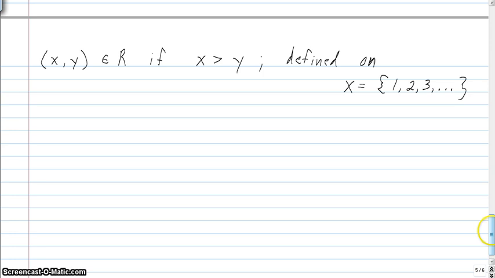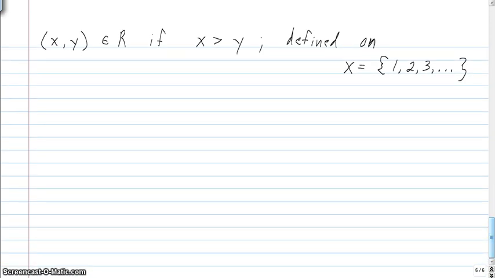Right, and here's what I mean by the relation being specified. If we're told that x is related to y specifically in this way, when x is greater than y, and we're defining that on the set of positive integers, then let's go through and look at each of the 4 properties of relations that we just introduced. So let's ask, is this relation reflexive?